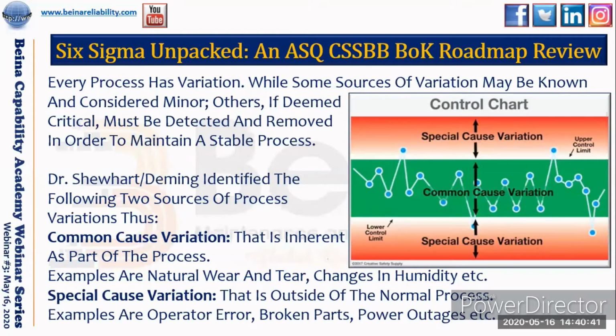But special causes are outside the normal process. You are running a process and there is an error by the operator. A part breaks suddenly. For instance, in this particular webinar, if power should go off on either my end or your end, you would have a variation in how you're enjoying it. And that's a special cause. So special causes come suddenly and they widely increase your variation.